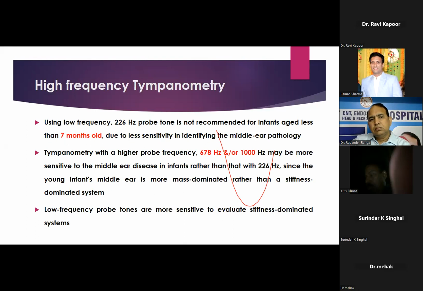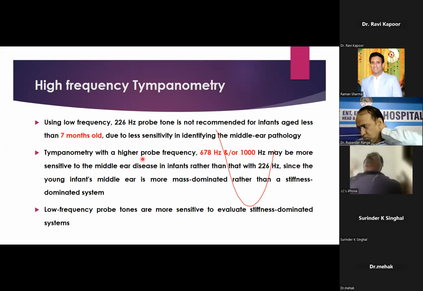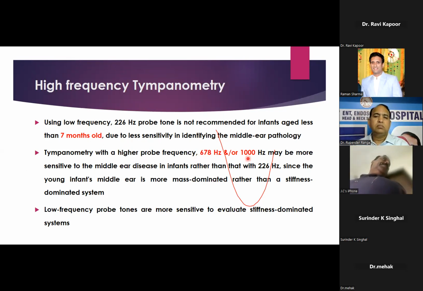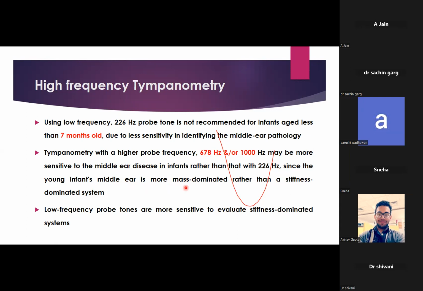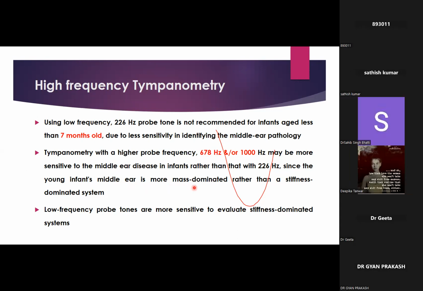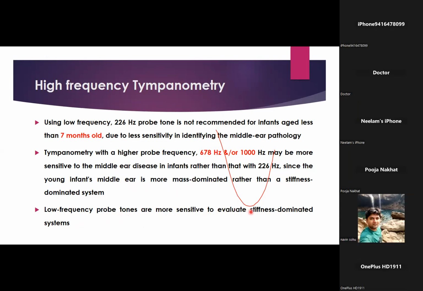Then the 226 hertz probe tone has been observed to be less effective or less sensitive in children who are less than 7 months of age, which has led to the development of high frequency probe tones of 678 hertz or 1000 hertz. This is because the young infant's middle ear is more mass dominated rather than stiffness dominated, and low frequency probe tones are most sensitive to stiffness dominated systems.